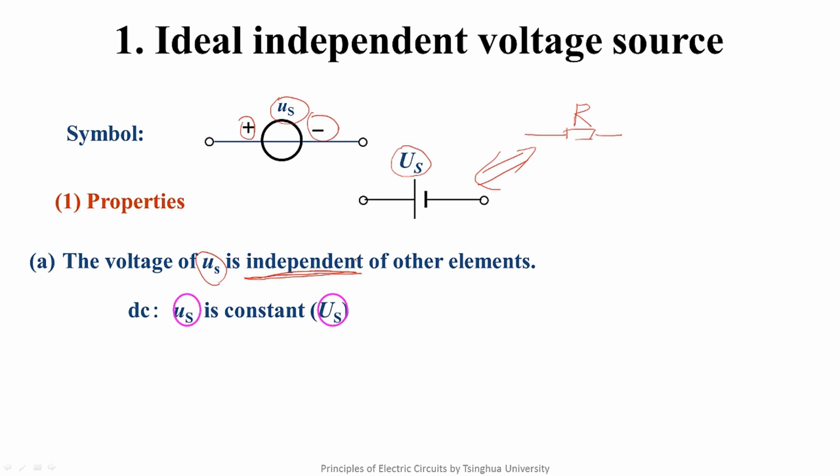For DC, it may be represented by capital US, while for the sinusoidal AC, it can be represented in the form of sine.